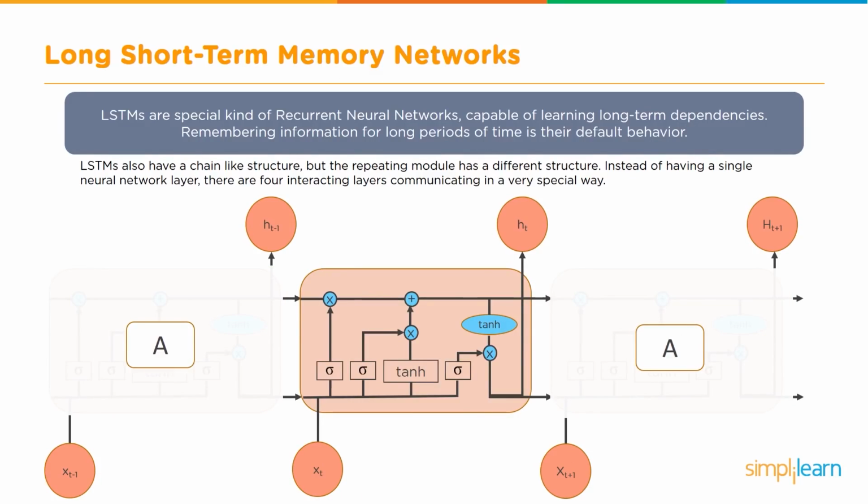LSTMs also have a chain-like structure, but the repeating module has a different structure. Instead of having a single neural network layer, there are 4 interacting layers communicating in a very special way. LSTMs are a special kind of recurrent neural network, capable of learning long-term dependencies. Remembering information for long periods of time is their default behavior.